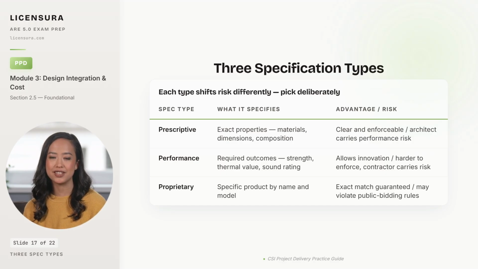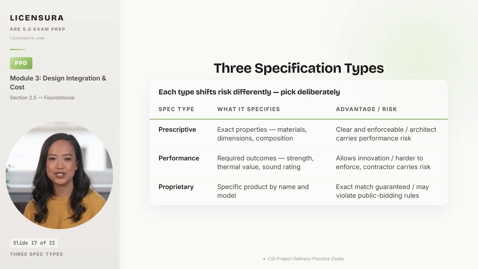Performance specifications define the required outcome. Curtain wall shall achieve a U value of 0.28 or better, and an STC rating of 35 minimum, without dictating how to get there, which allows contractor innovation and transfers performance risk to the contractor. The downside is that performance specs are harder to enforce because the test criteria must be precisely written and verifiable.